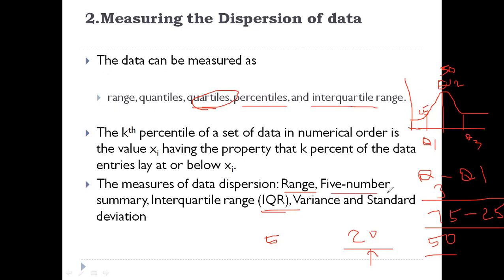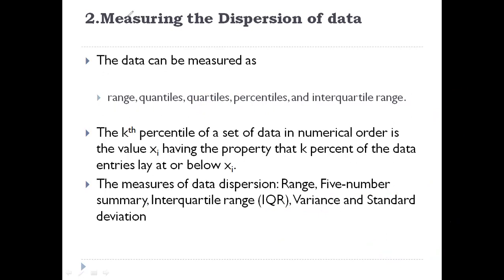What are those? The 5 number summary, and second one is variance and standard deviation. We need to discuss these 2 also. Till now we have discussed range, quantile, quartile, percentiles, and interquartile range. Under the measures of data dispersion, we have 2 more measures: one is the 5 number summary, second one is variance and standard deviation. Coming to the 5 number summary.